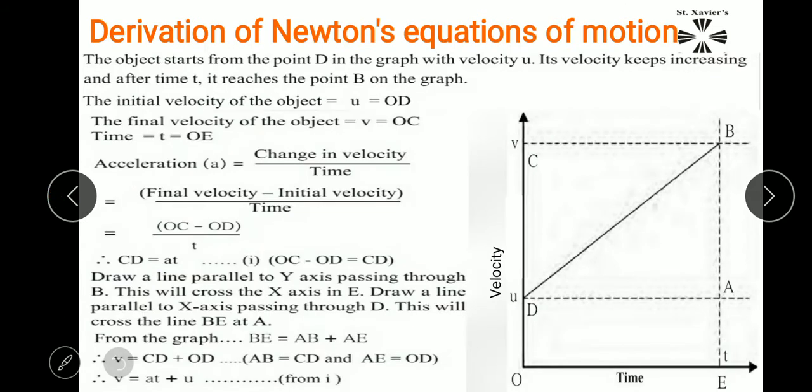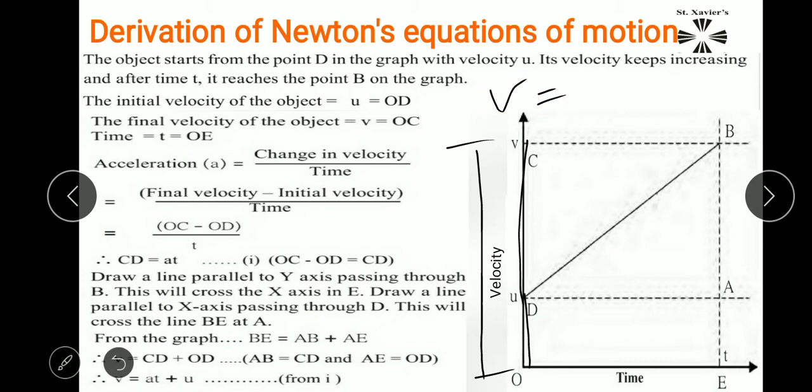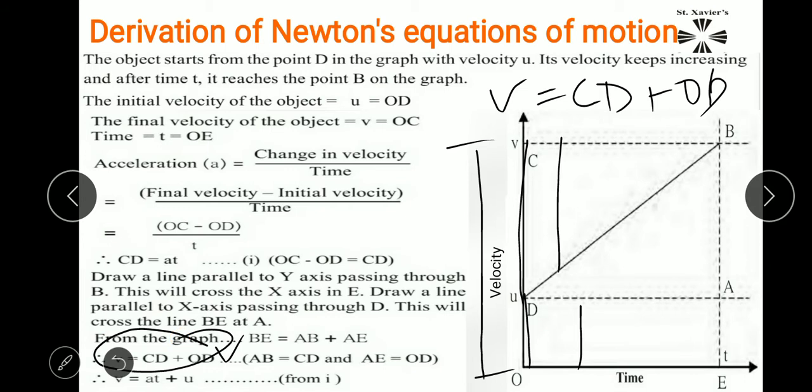Now what we'll do here, when you will see final velocity V, this final velocity V is nothing but equal to OD plus CD. So we can write V is equal to CD plus OD. Same thing is written over here. When you will see, students, V is equal to CD plus OD.